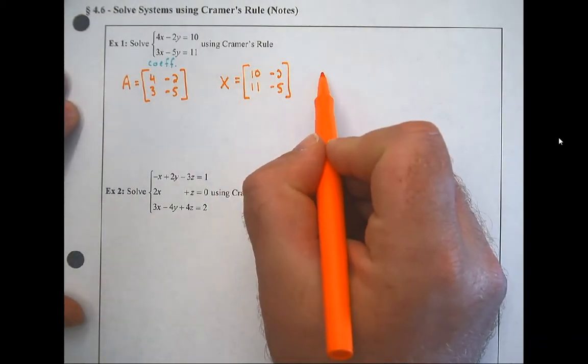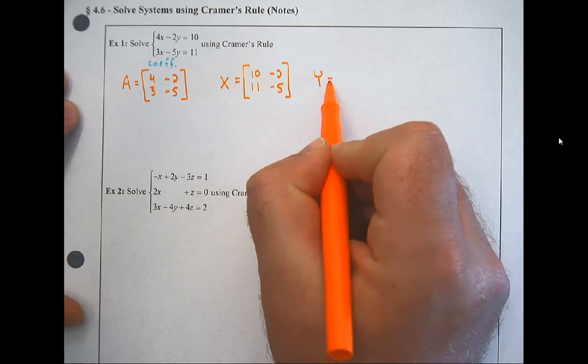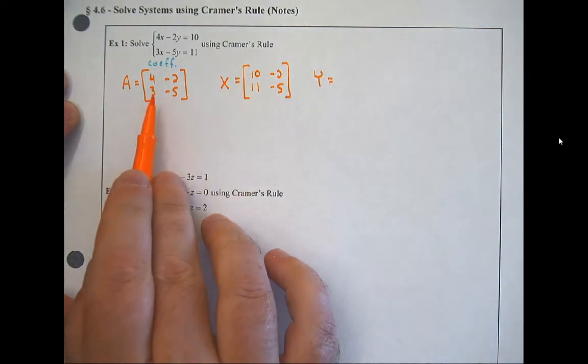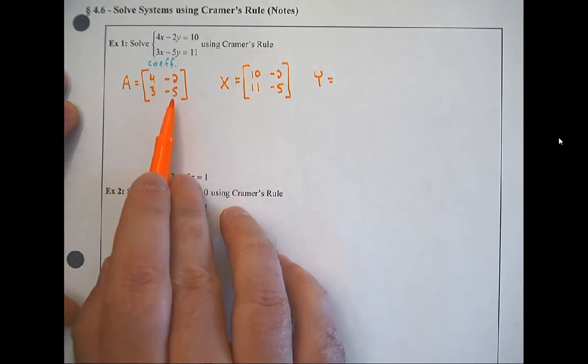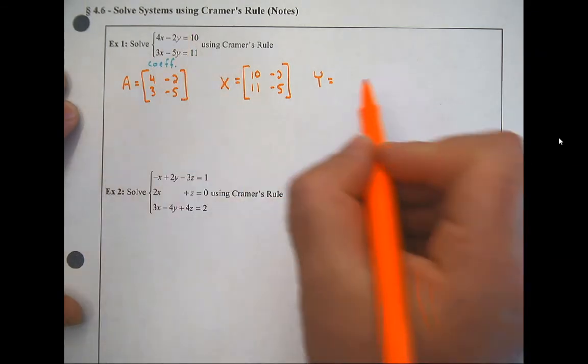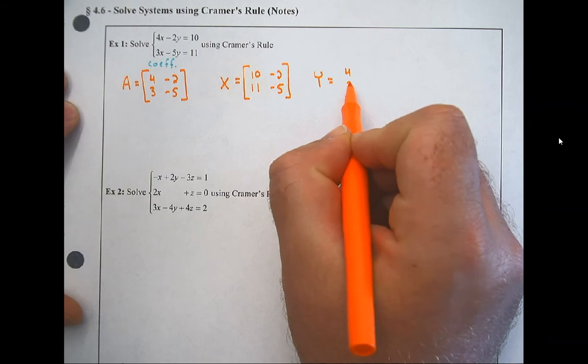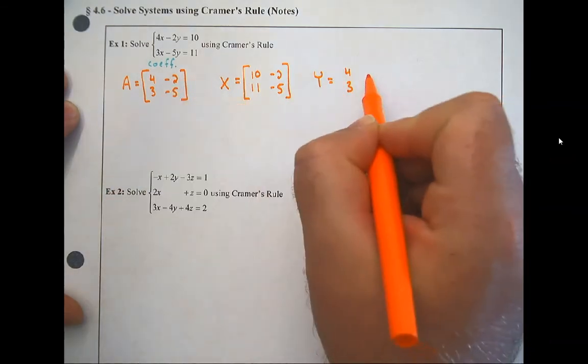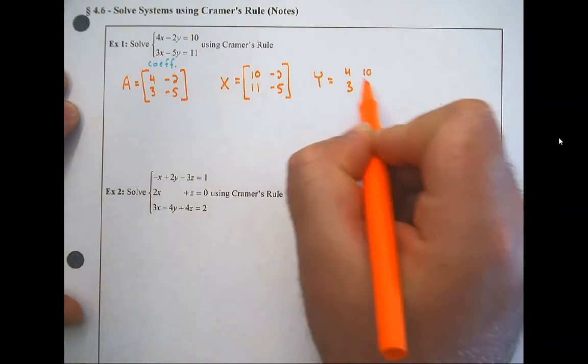Then he created a Y matrix. The Y matrix goes back to the coefficient matrix, and it replaces the Y value coefficients with the constants. So this time the 4 and the 3 are the same, but the Y's get replaced with 10 and 11.